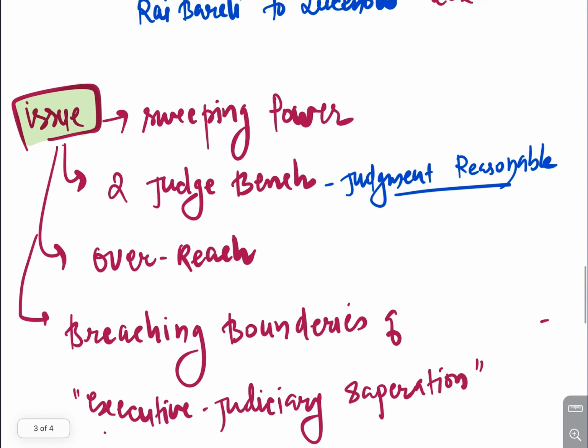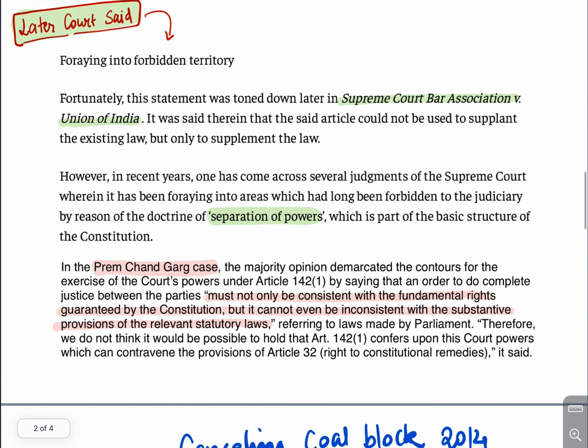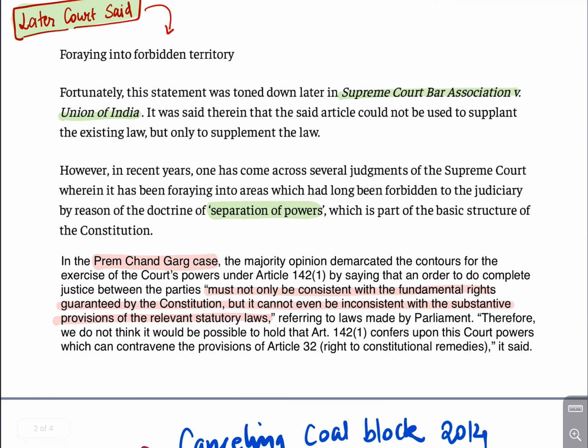Now remember, there were certain cases, right? In Supreme Court Bar Association versus Union of India, the Supreme Court said that Article 142 could be used to supplement the existing law, but not to supplant it. इसका मतलब है कि you can supplement the law. Your judgment can supplement the law, but it cannot be used to override the law. So that was the meaning of this article. Again, the doctrine also says that there should be boundaries of separation of power.